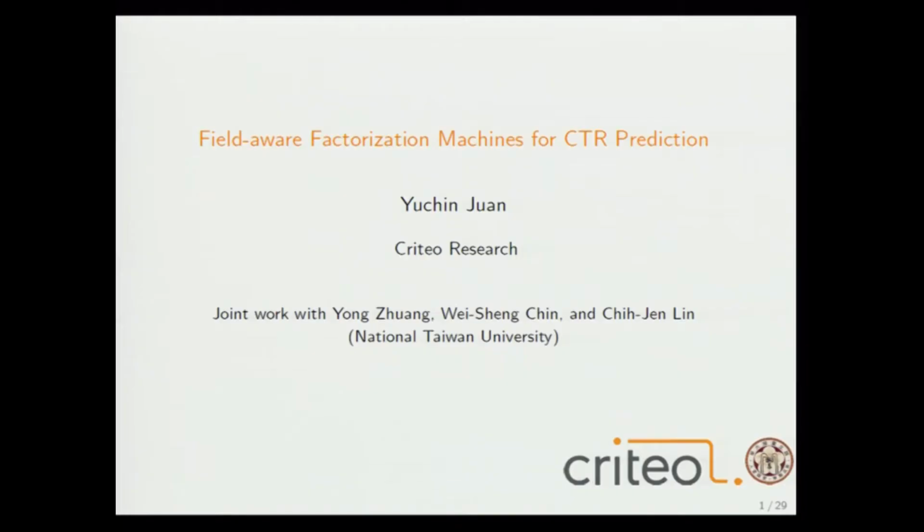Okay, so my name is Yuchin Ruan. I'm now working for Criteo. Today I'm going to talk about a model for CTR prediction called field-aware factorization machines. This work is a joint work with Yong, Zhuang, Wei-Sheng, and Chih-Jen. And part of this work was done when I was at National Taiwan University.